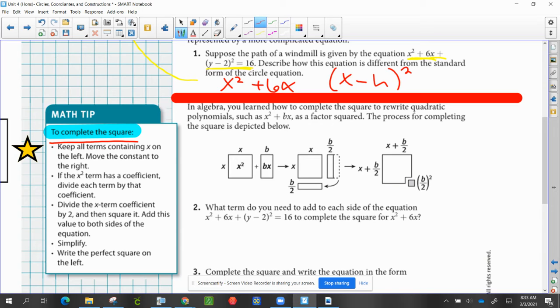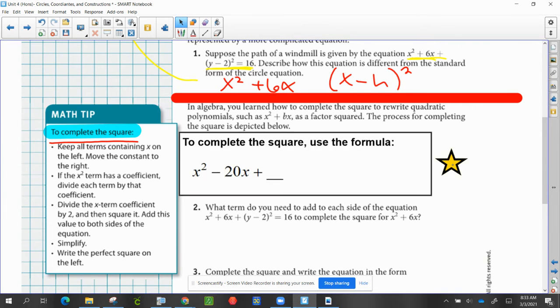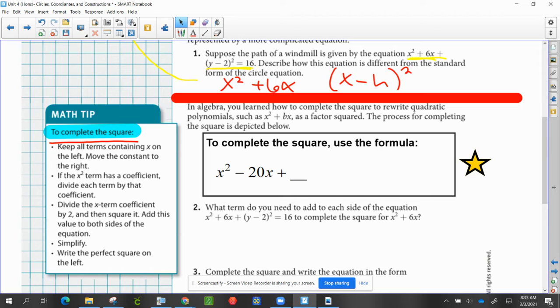Okay, so in Algebra 1, you did learn how to complete the square and rewrite some quadratic polynomials. Now your book's using this kind of visual about taking a square and completing it with that little extra square. I honestly didn't understand what they were talking about. So instead, I'm just going to show you how to do it quickly using some algebra formulas. In a standard form equation, we have y equals ax squared plus bx plus c. That's our standard form for a quadratic.